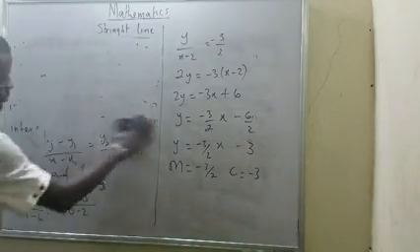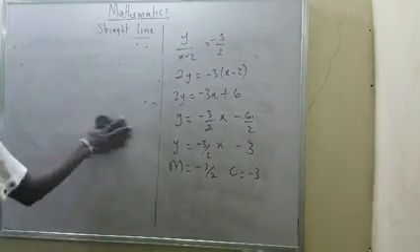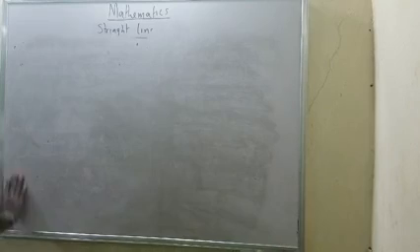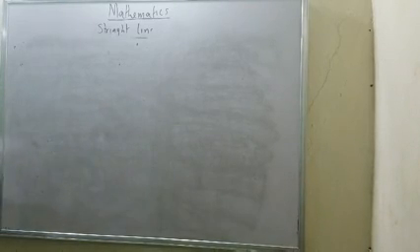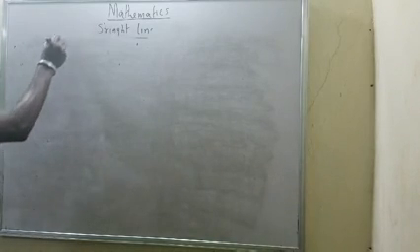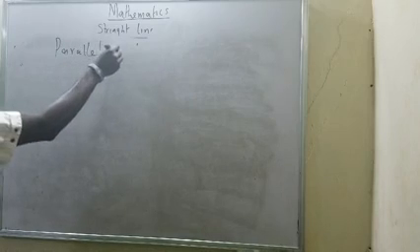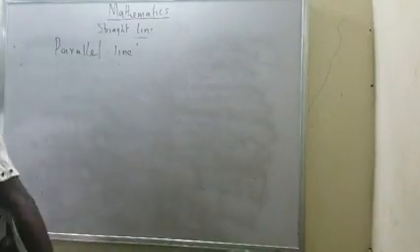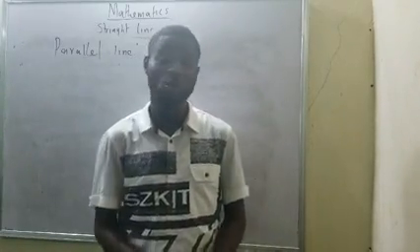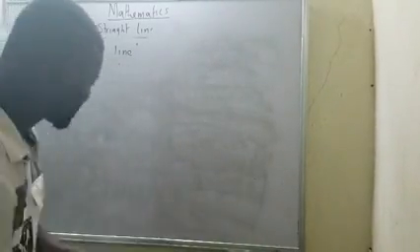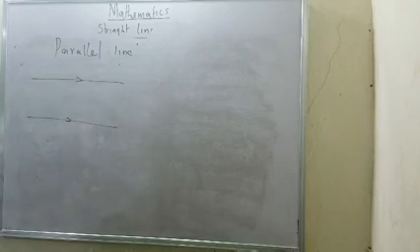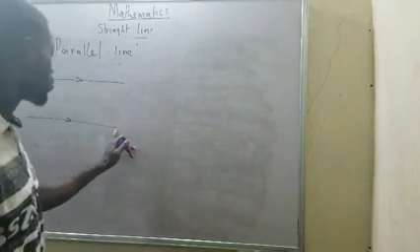Okay, let's quickly move on to parallel lines. If two lines are parallel, there must be two lines. Once it's two lines, that's where you will know if it's parallel or perpendicular. But if it is only one line, you won't know. We all know in mathematics, in our coordinate dimension, that this line is parallel to this line. This one has its own gradient, and this one has its own gradient.